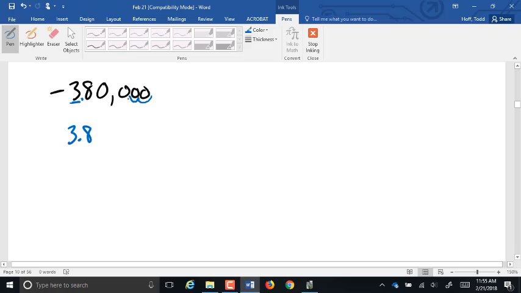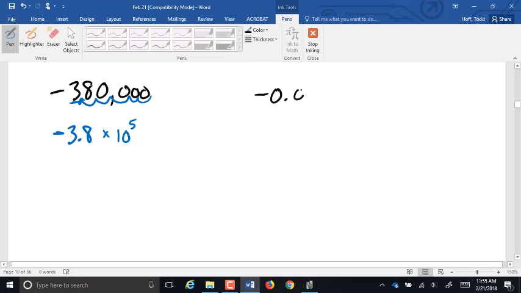Decimal point still had to go 1, 2, 3, 4, 5 spots. So that's 10 to the 5th. Now I'm ignoring the negative at this point. 380,000 is a large number, so that tells me that has to be a positive 5. Now we deal with the negative, and that simply goes on front. The 3.8 is negative. It does not affect the power on the 10 at all.